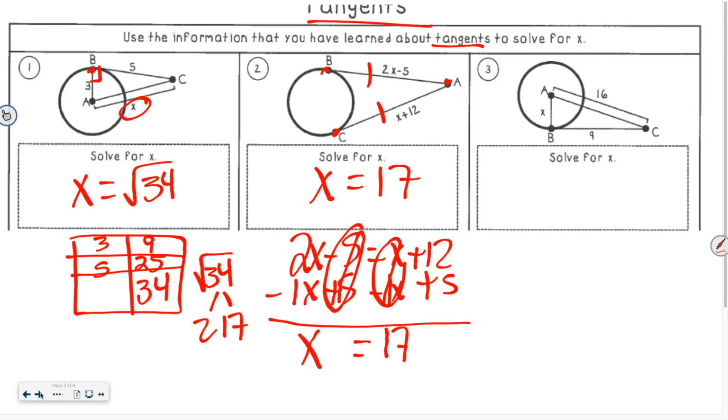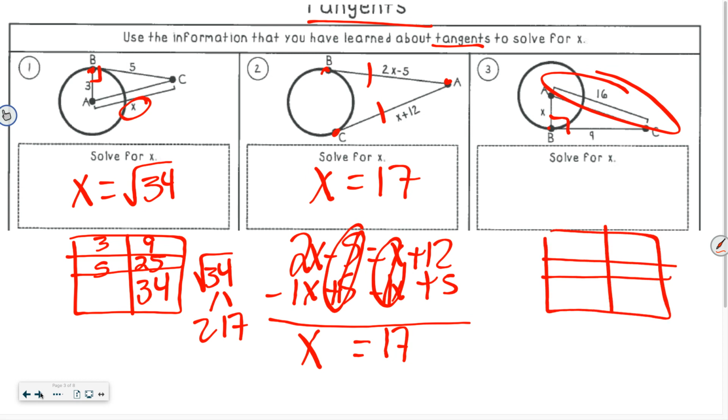All right, next problem. Same thing again. Here's our right angle because B is tangent to the circle. And this is, once again, a Pythagorean theorem problem. C, my hypotenuse is 16. So I'm going to use Pythagorean theorem to solve this problem. So 9 squared is 81. And 16 squared is 256. And then I subtract these two. And so 256 minus 81. So let's just do that subtraction problem here.